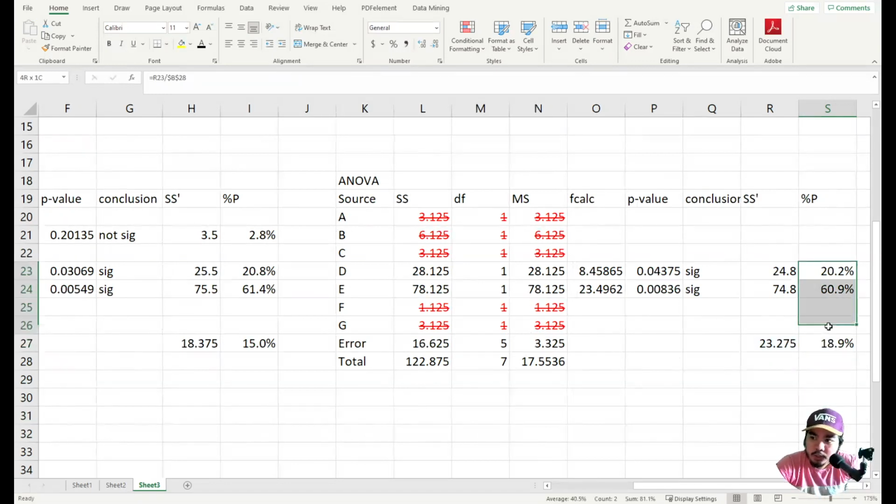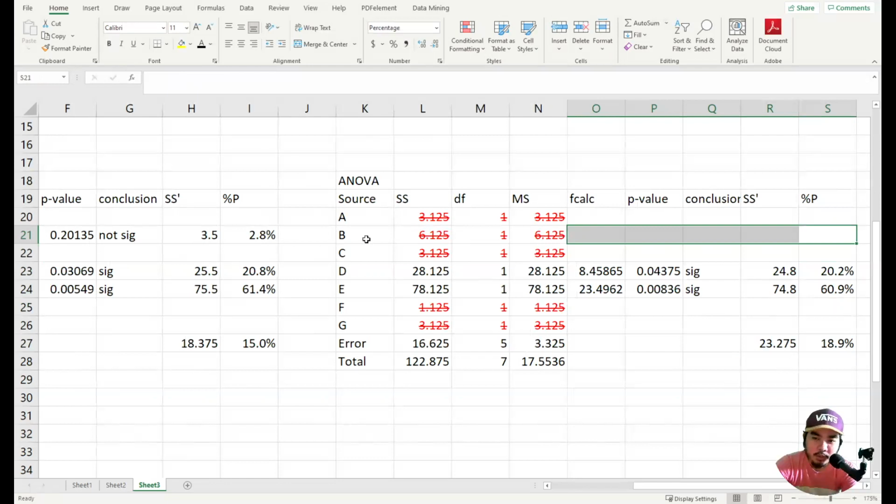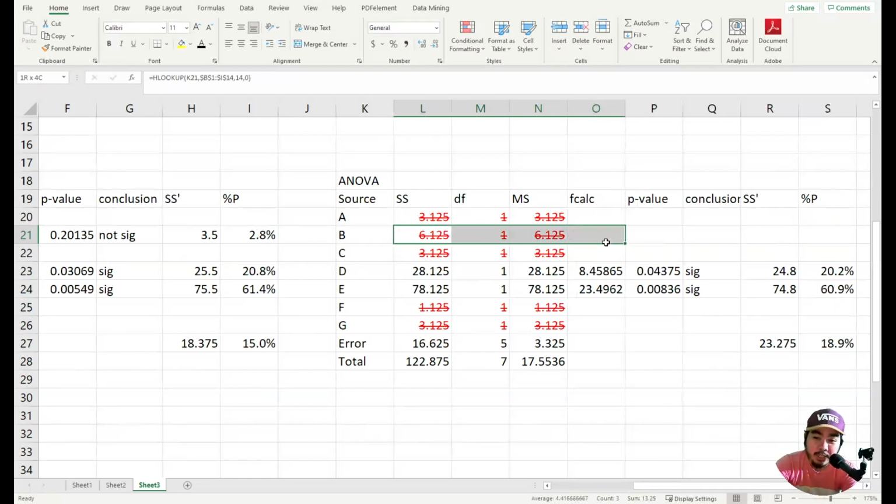So in this scenario, not much has changed, right? Factor D is still around 20%: 20.8 earlier, here 20.2. Here, 61.4% became 60.9%, which is still close to 60. Then our error went from 15 to 18.9, because the 6.125 of factor B has been pooled into it, so it makes sense that the percentage went up. And there's no percentage here, 0%, because we did not include it.